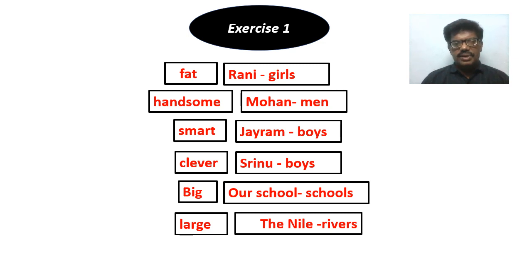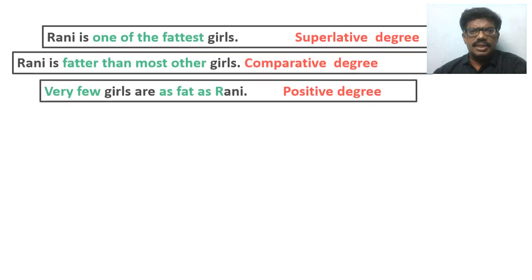In the next example, the adjective big is given to compare more than 2 units, our school and other schools. And in the last example, the adjective large is given to compare more than 2 units, the Nile and other rivers. Now you can find the answers here.